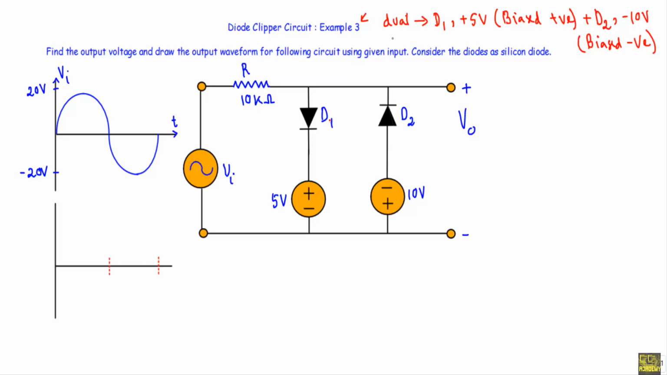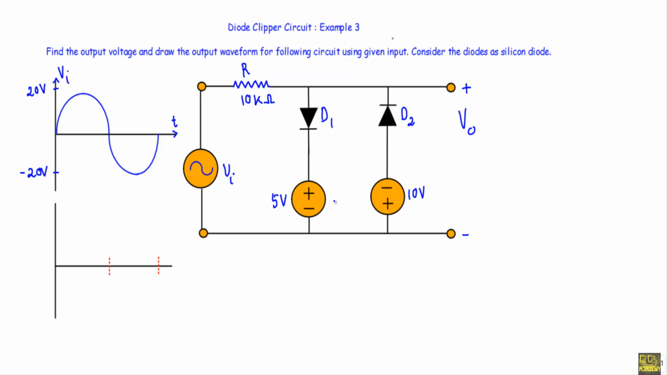And in this Clipper circuit we have two diodes, and we will consider the diodes as silicon diode. That means when the diode will be in forward bias, I will replace it with a 0.7 volt constant voltage source, and when the diode will be in reverse bias, I will replace it with open circuit. Now let me proceed with the circuit analysis.